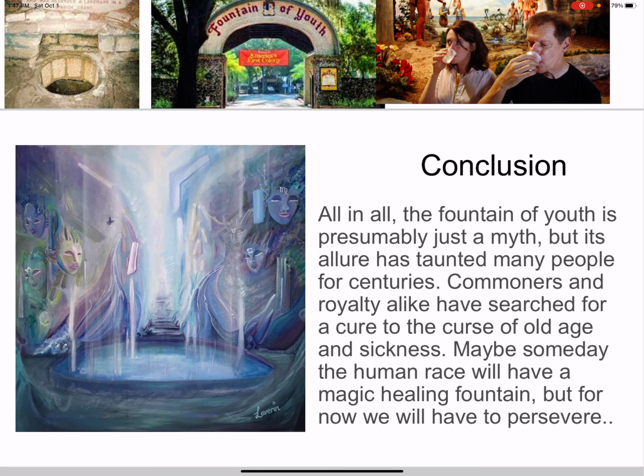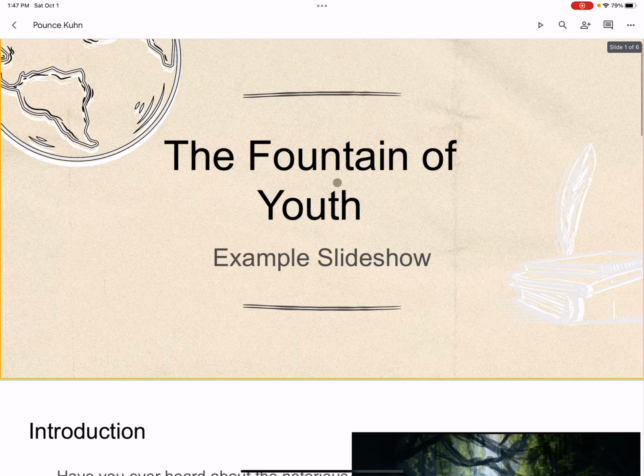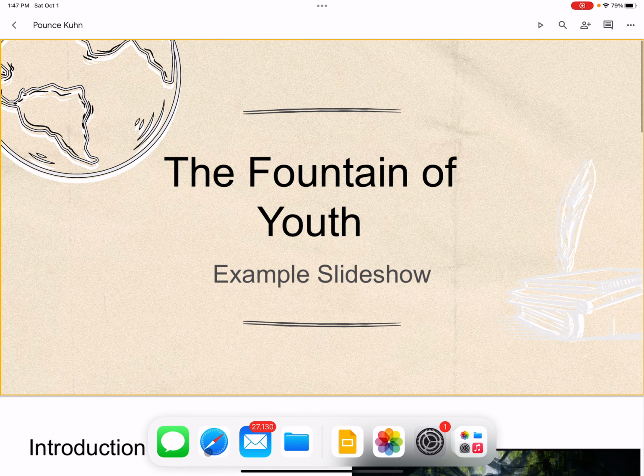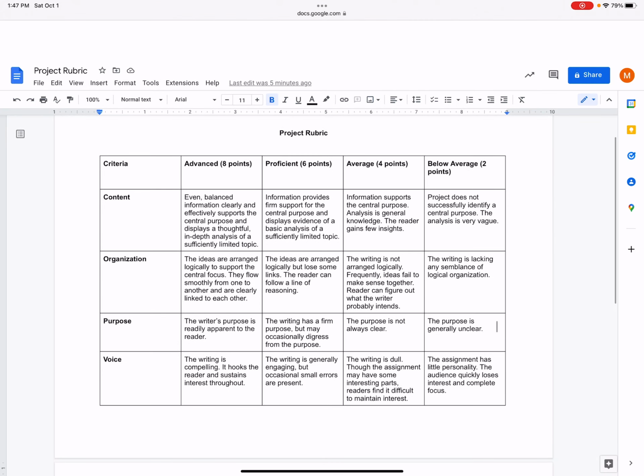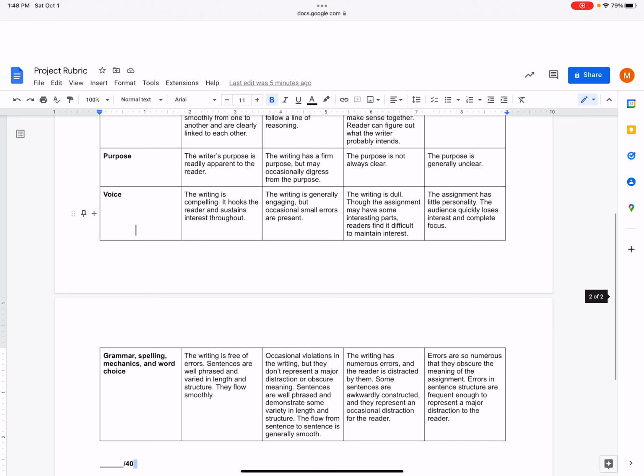So make sure everyone is signed into their classroom or your email to get your slideshow. And once you do that, then you'll be able to start your guys' project. So the rubric here is what I'm going to be grading everyone on. The criteria are content, organization, purpose, voice, and of course your grammar, spelling, mechanics, and word choice.